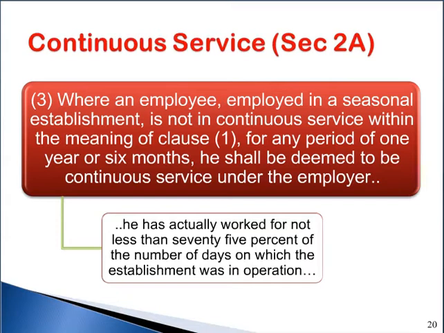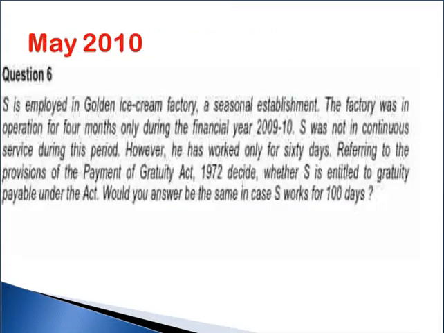A seasonal establishment, for example, is a sugarcane factory where sugarcane is crushed to make sugar; they work for 5 months during the year. It is a good example of a seasonal establishment. This definition is again important as many questions in exams are asked from this one. Another question follows this slide.